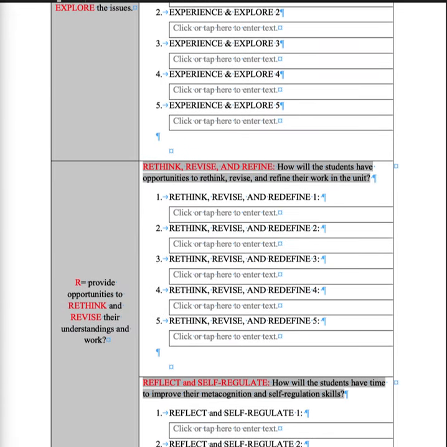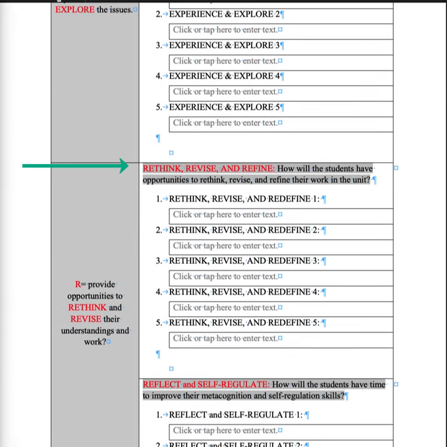Moving on from this section, we are asked to revise and refine. How will the students have opportunities to rethink, revise, and refine their work in the unit? Again, this seems very, very easy, but it's not. You really have to put some thought into it. For me personally, I put that students will use photos in the public sphere and write a short response on how the image could be manipulated in a more appropriate manner, evaluating how it could be made more effective or determinative of what the student believes the artist was trying to say.